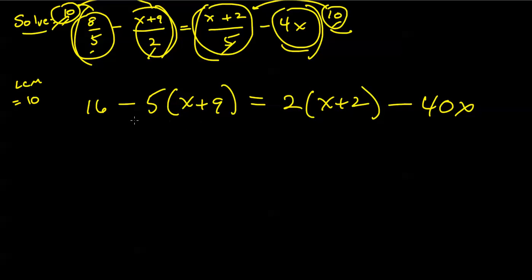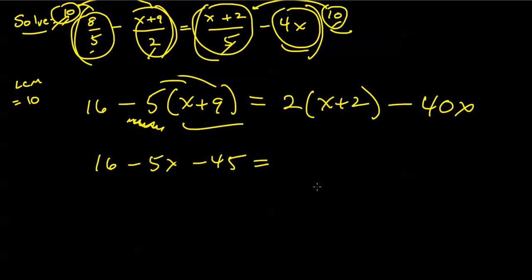So now I'll distribute my negative sign, or multiply this x plus 9 expression by minus 5. I'll get 16 minus 5x minus 45, clearing away those parentheses. On the right, I've got 2 times x plus 2 is 2x plus 4 minus 40x.